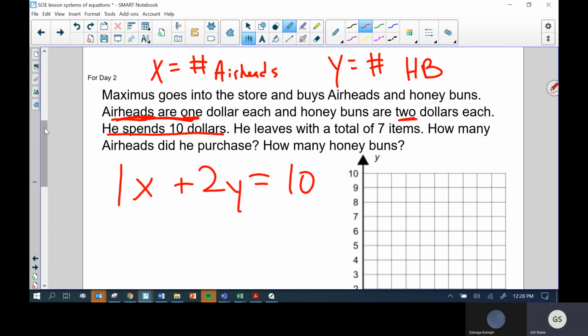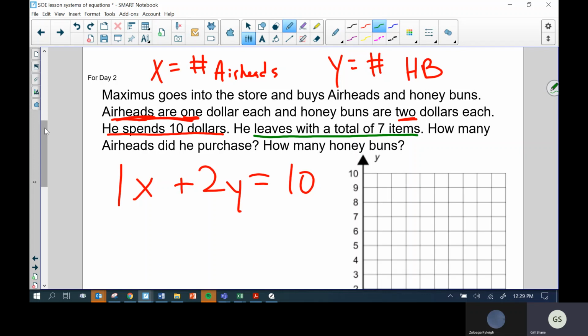This is the second rule that a lot of you didn't necessarily see. He buys a total of 7 things. That's a rule. He walks out of there, not only is he going to have spent $10, but he's going to have 7 things that he walks out with. That's your second rule. So again, that rule is the 7 things is made up of what? Honey buns. We have to get 7 items. How many? What represents how many honey buns?